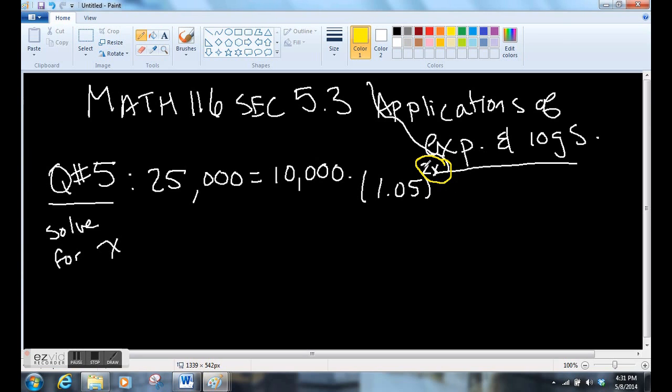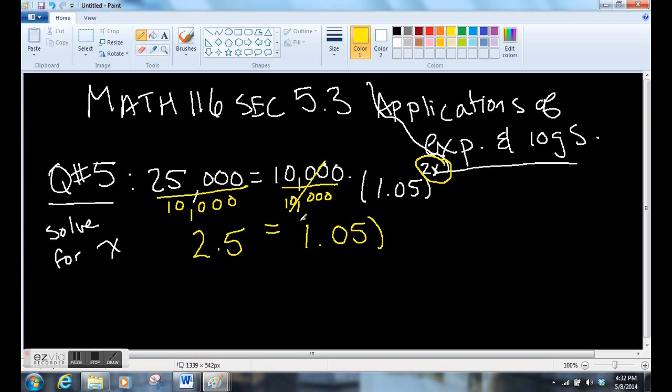Normally you could just multiply things across and get x by itself, and we still want to do that, but with x in the exponent, we have to use logs to get the x down out of the exponent. So the first thing we're going to do is divide both sides by 10,000. We're going to do our best here to get x all by itself. So 25,000 divided by 10,000, we have 2.5 on this side, that goes away. Now we're left with 1.05 raised to the 2x.